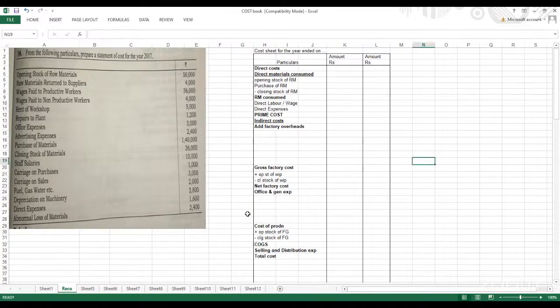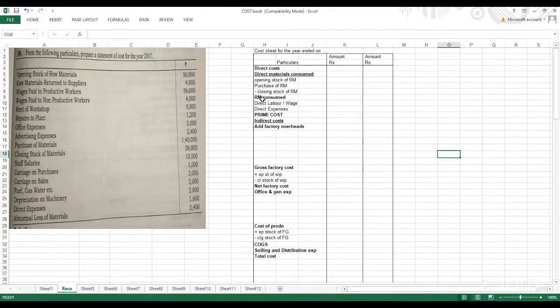So before we start with reconciliation, I'll show you one small sum which will revise how to make a cost sheet. Very simple. I'll first show the format of the cost sheet. On the right hand side, you can see a table having particulars and two amount columns. This is how you will prepare a cost sheet.